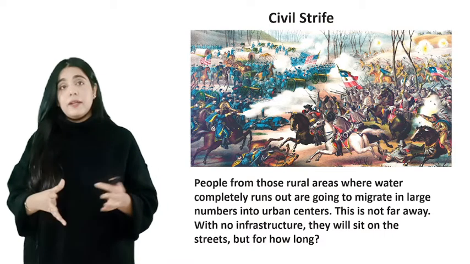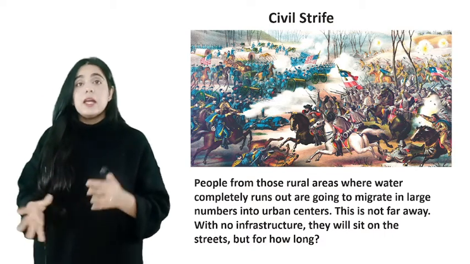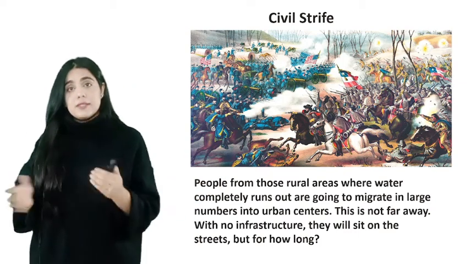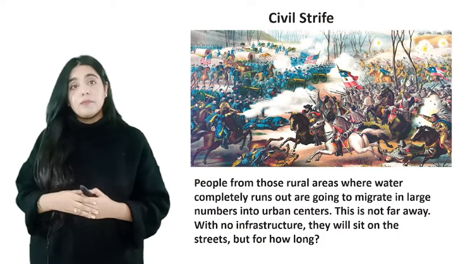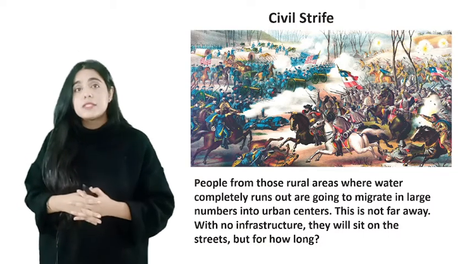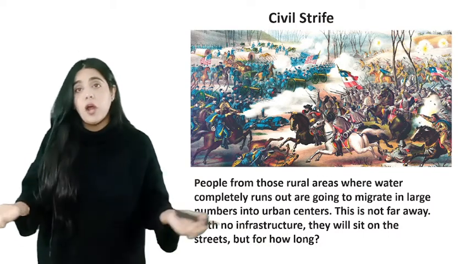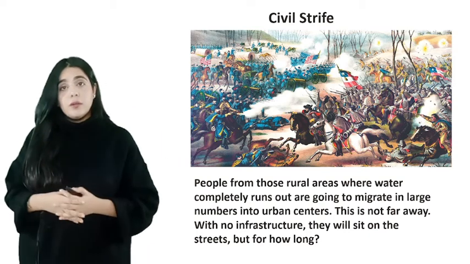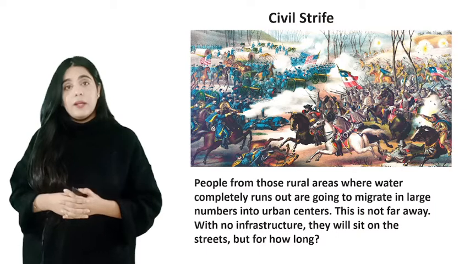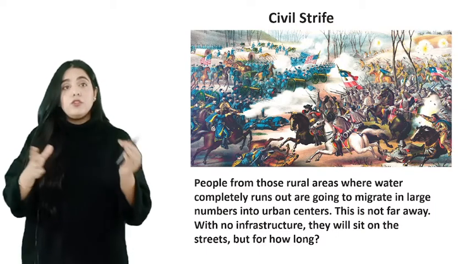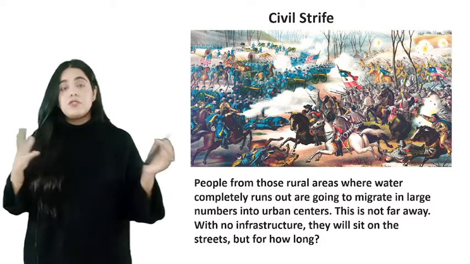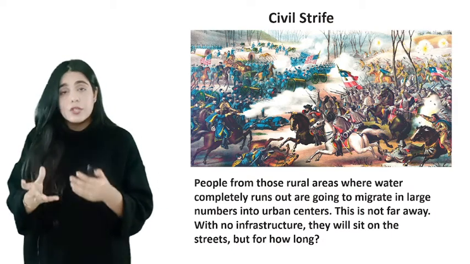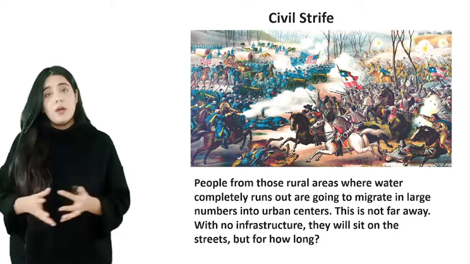People from the rural areas where water completely runs out are going to migrate in large numbers into the urban centers. This is not far away. With no infrastructure, they will sit on the streets. For how long, we don't know. If there is no food and water, they will obviously break into our homes as well. I am not some kind of doomsayer, but in the next 8 to 10 years, you will see how these situations can do so much damage to our country.